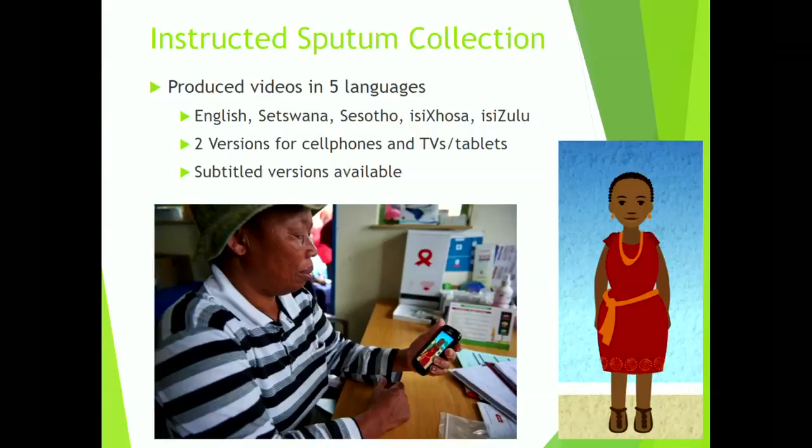We also created short sputum instruction videos. They came in 5 languages, and the character on the right was the main character who showed patients how to breathe in and out deeply, how to cough up a sample, how to produce a good quality specimen. We made 2 versions in each language. Some are for cell phones, and it's a shorter version that teaches the patient. And then there was a longer version that could be put on the TVs at the clinics, and it could run on a loop, and it explained a little bit more about TB transmission.